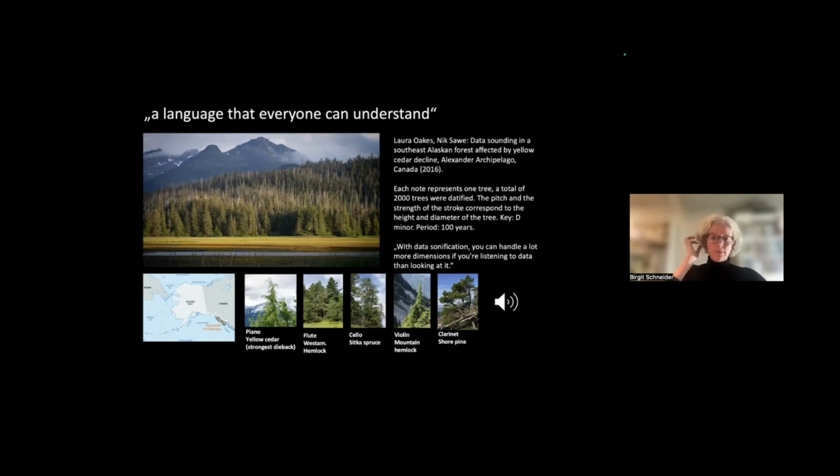And we will listen to this now. It's, I think, 1 minute long. And actually, you would need to listen to this piece several times to really hear the patterns. But both the researchers said with this data sonification, you can handle a lot more dimensions if you're listening to data than looking at it.